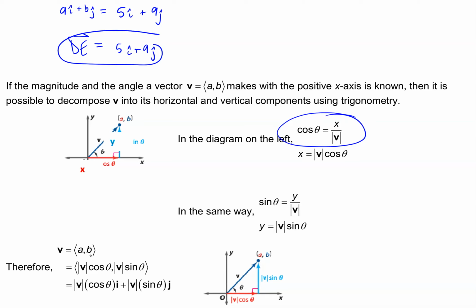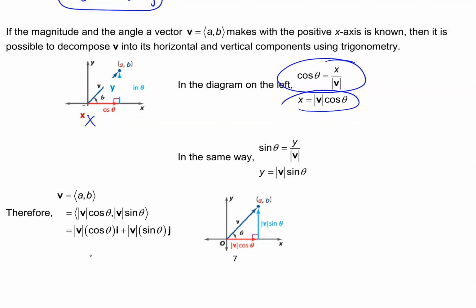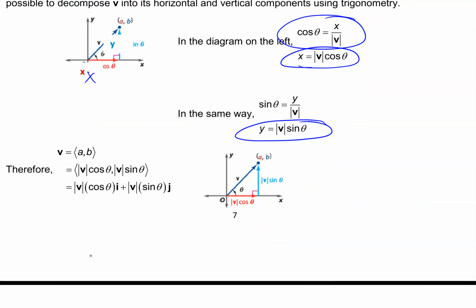Cosine of our angle is going to be x over the hypotenuse. The hypotenuse length is your absolute value because that's your magnitude. So x is just the absolute value of v times cosine. Similarly, y is just the absolute value of your hypotenuse times sine.